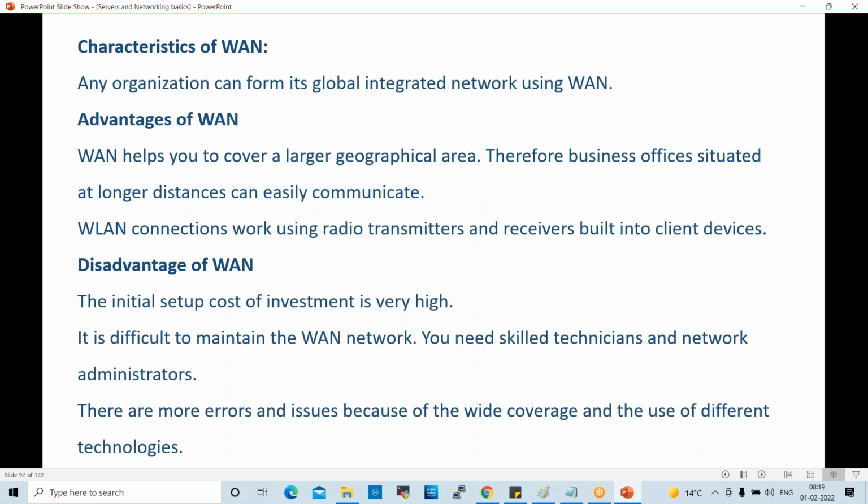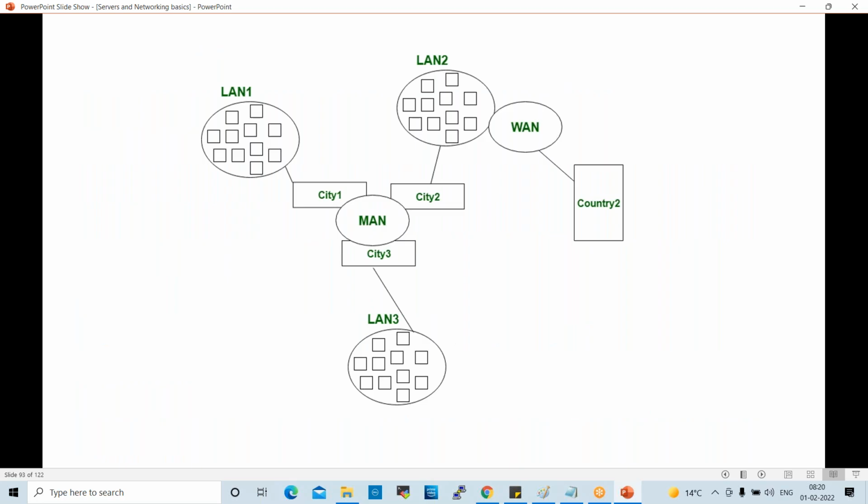Disadvantages. The initial setup investment is very high. For WAN, the initial costing is very high. It is difficult to maintain a WAN network. You need skilled technicians and network administrators. There are more errors and issues because of the wide coverage, and different technologies are used to configure the WAN network. So this is the WAN network, a combination of LAN, MAN, WAN.